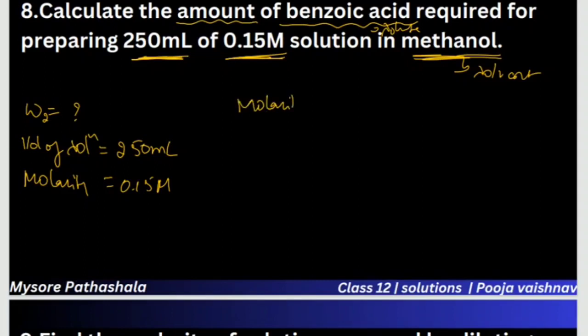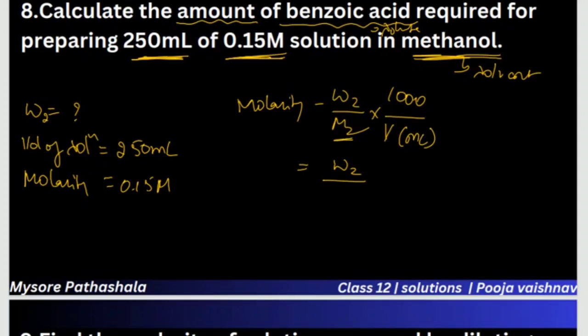Molarity is equal to, what is the formula for molarity? W2 divided by M2 into volume of solution; it is in ml, so we have divided by 1000. So W2 here, we don't know. M2 is molar mass, right? Molar mass of what, solute or solvent? 2 indicates solute. Molar mass of solute. So here solute is benzoic acid. What is the formula of benzoic acid?